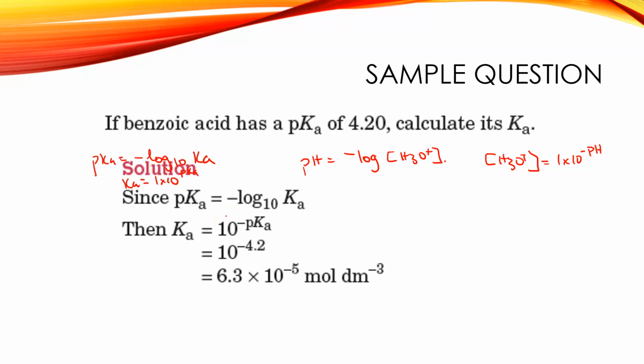Once we do that, we will end up with this form here. Plug in our value of 4.2, plug it into our calculator, and remember to give it a unit. Okay, so this will be 6.3 times 10 to the negative 5 moles per decimeter cubed. Okay, that's it for these types of calculations.